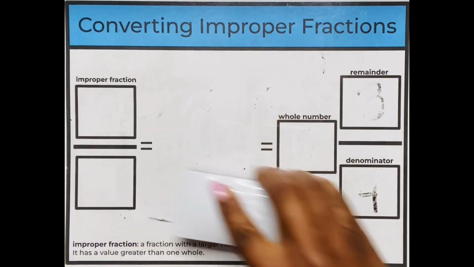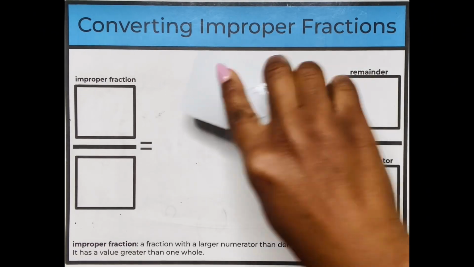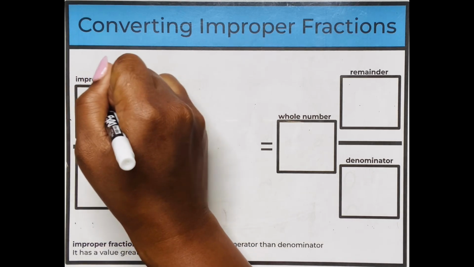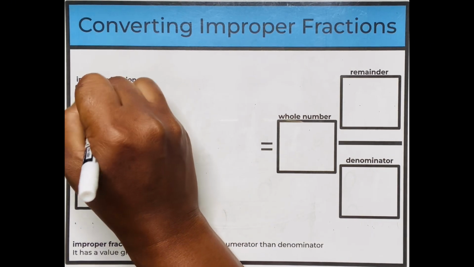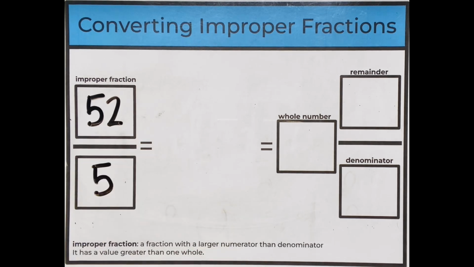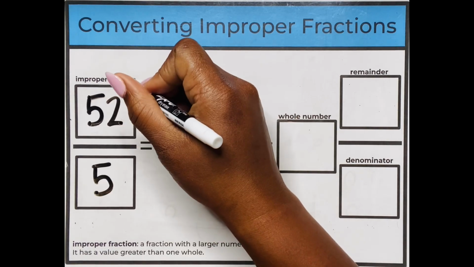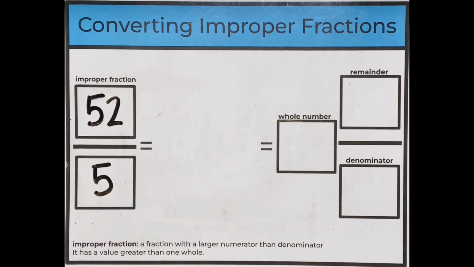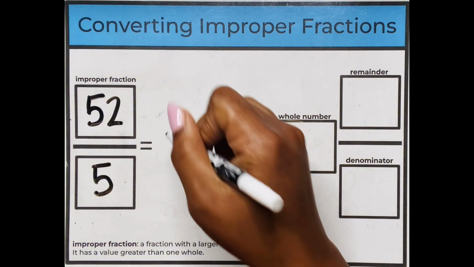Let's do one more. Pause the video. If you're on notebook paper, you can number them. Our last one is 52 fifths. 52 fifths. Again, this is a what type of fraction? Hopefully you said improper. So we have to what operation are fractions? Hopefully you said division. Yes, you have to divide.